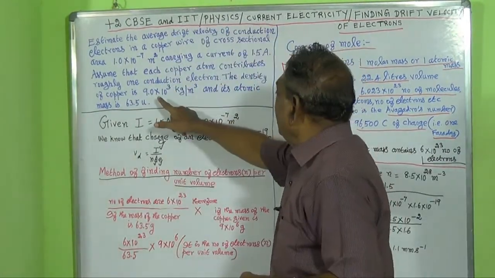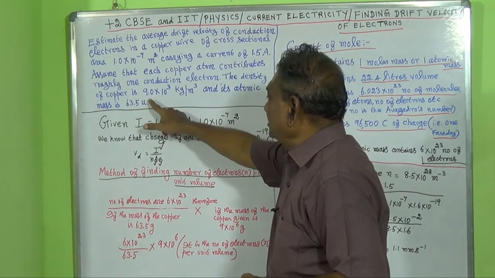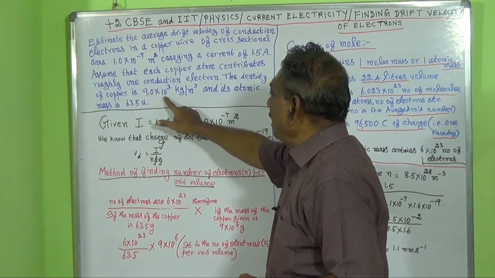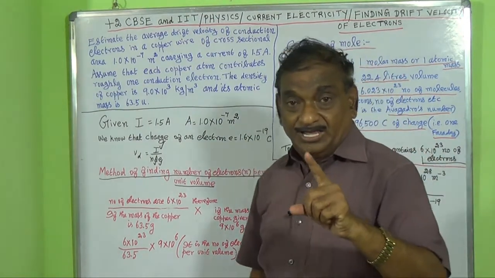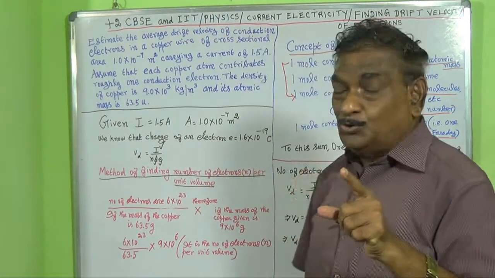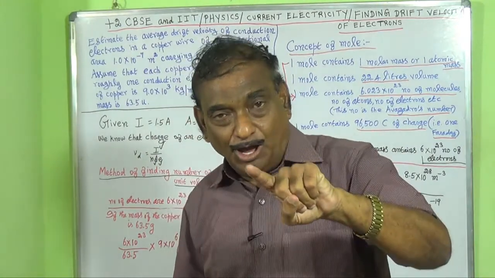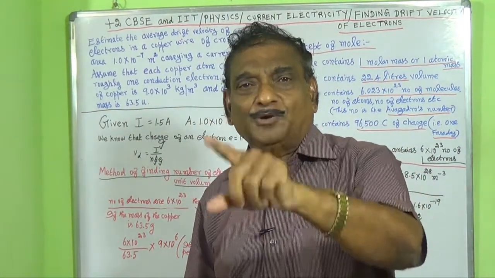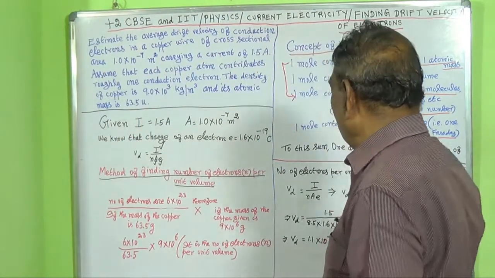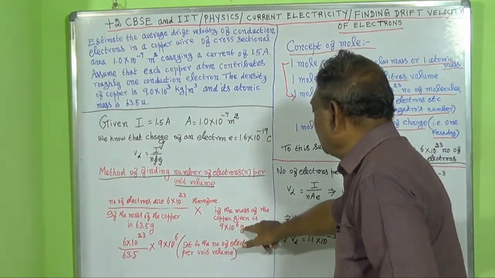In the sum, the density of the copper is given as 9 into 10 to the power of 3 kilogram per meter cube. If we convert this 9 into 10 to the power of 3 kilogram into gram, we will get 9 into 10 to the power of 6 gram. So we are writing 9 into 10 to the power of 6 gram.